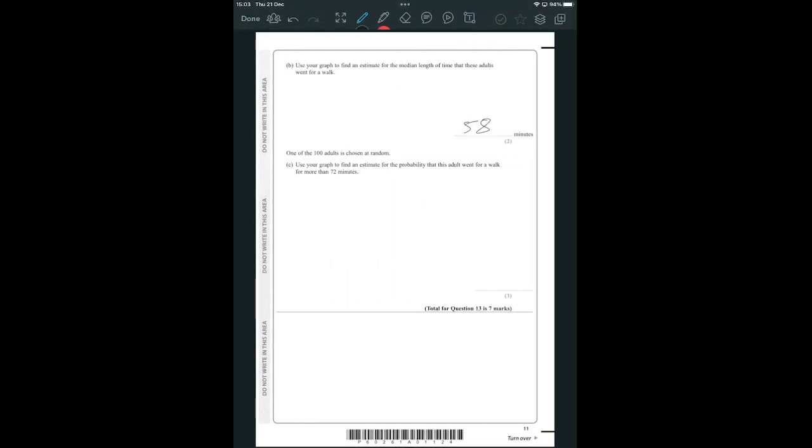Well, that doesn't mean that 86 took more than. That's saying that less than 72 minutes was 86 people. So more than 72, well, there are 100 people in total, was 14. As a probability, let's put it over the total, simplify it, and my answer is 7 over 50.